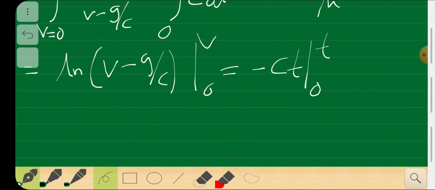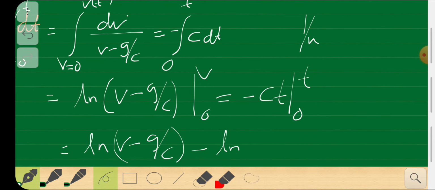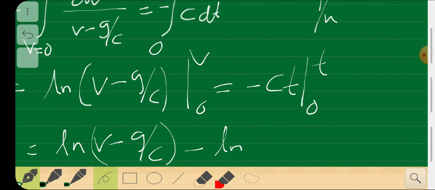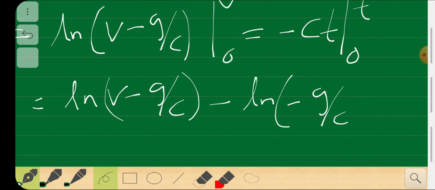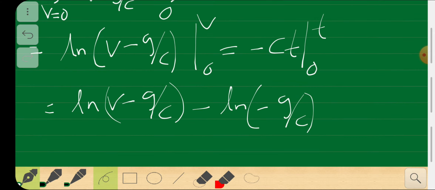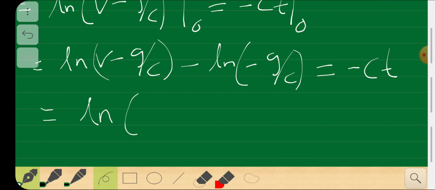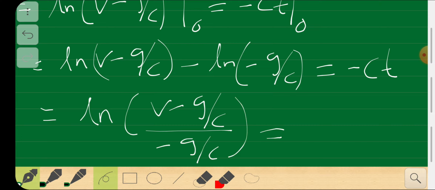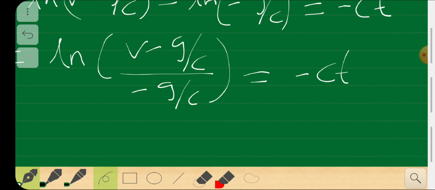Now I'm going to substitute and evaluate those values. When you substitute v, you get log of v minus g by c. When you substitute 0, you get minus log of minus g by c. I just substituted the values of the definite integral, and on the right side you get minus ct. So this can be written as log of v minus g by c, divided by minus g by c, equal to minus ct. Log a minus log b is log a by b. That's the principle I used.